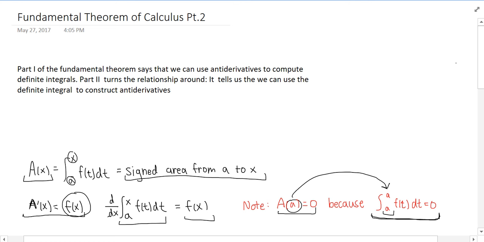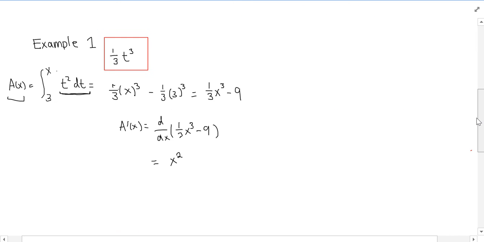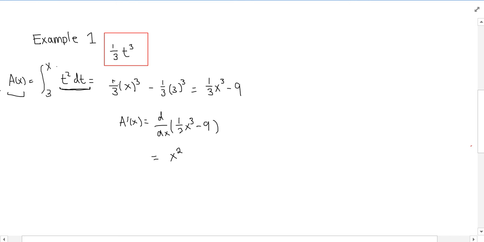Okay, now let's look at an example. So example 1 here, we have our area function, and it is equal to the integral with an upper limit x, obviously, and a lower limit 3. And our function is t squared dt. This one's already calculated for us. We simply plug in our upper limit and our lower limit, as we know from FTC1, and we come to the answer 1/3 x to the power of 3 minus 9.